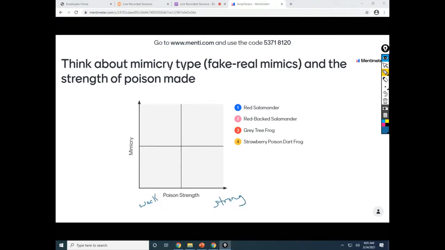All right, so we have 2 different gradients we're looking at, weak versus strong poison, right? And fake versus real mimics. Okay, so it's not certainly going to be perfect as we go through this. We're going to do our best to understand the relationship between those 2 things. So we've not done this kind before, but it should let you drop the dots onto the graphic. It's kind of fun.